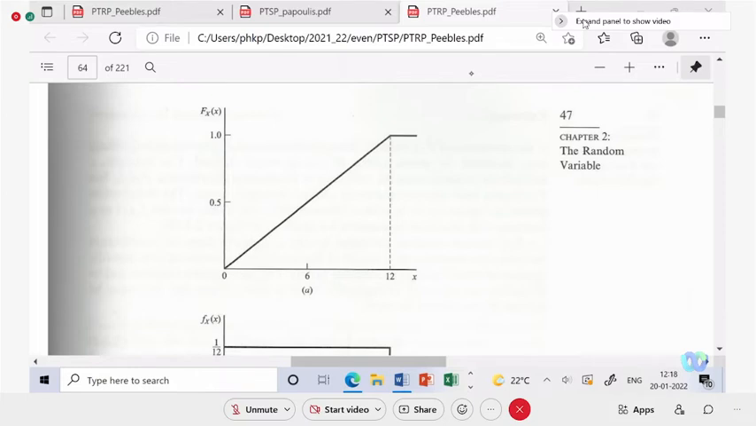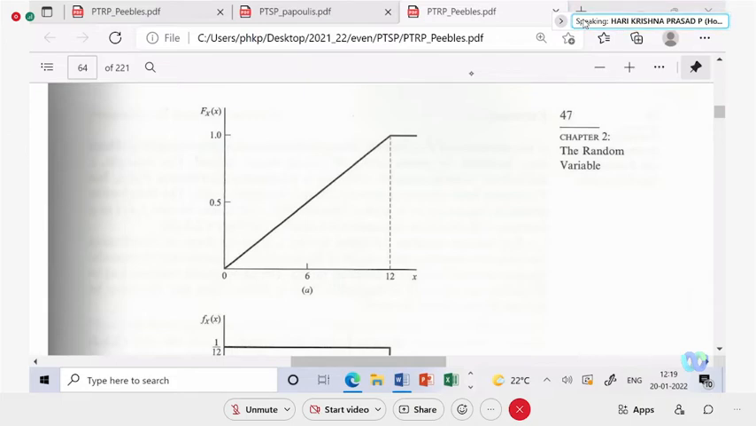There is no value taken between 0 plus and 12 minus. Between 0 and 12, every value is taken, but beyond 12 it is not taken. Any other observation? Continuous random variable. Very good. Between 0 and 12, every value is a possible event. That is the case of a continuous random variable.